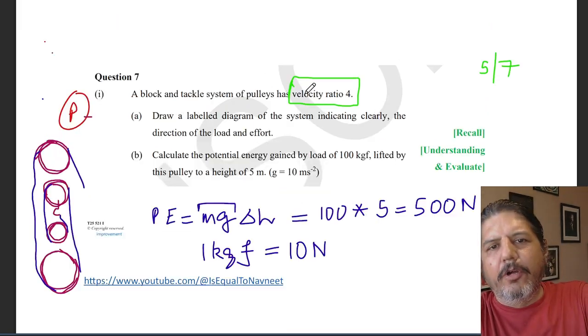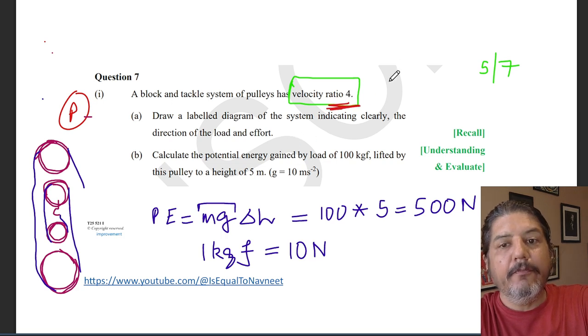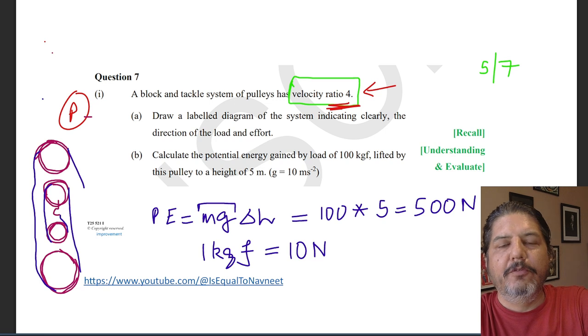The next question: a block and tackle system of pulleys has a velocity ratio of 4. Now, this velocity ratio 4, for some reason, seems to be one of the favorite velocity ratios in ICSE boards, because these kinds of questions with velocity ratio 4 have been asked time and again. So, with velocity ratio 4, the setup would look something like this. Draw a labeled diagram indicating clearly the direction of load and effort.